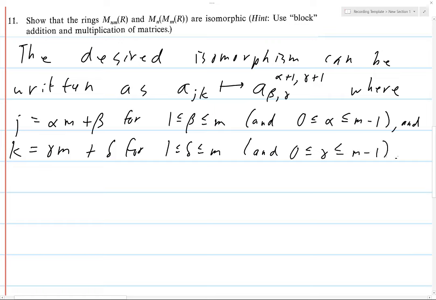So what we're basically doing is you're taking J and K and dividing them out, doing division with remainder by m to break it up into the alpha and beta and into the gamma and the delta, and then you're using those to get your indices. And I guess I should actually draw out the picture of what this looks like.